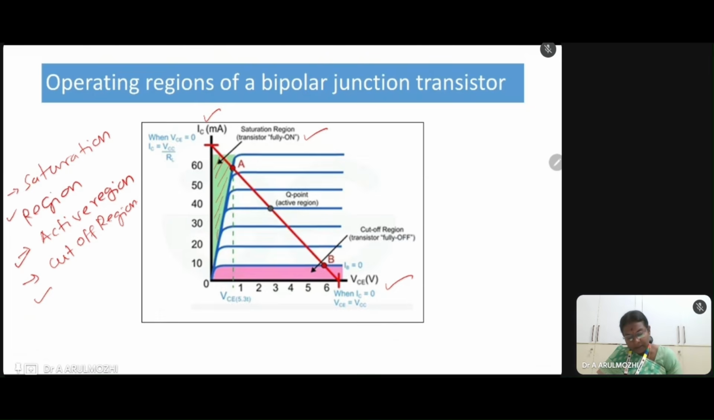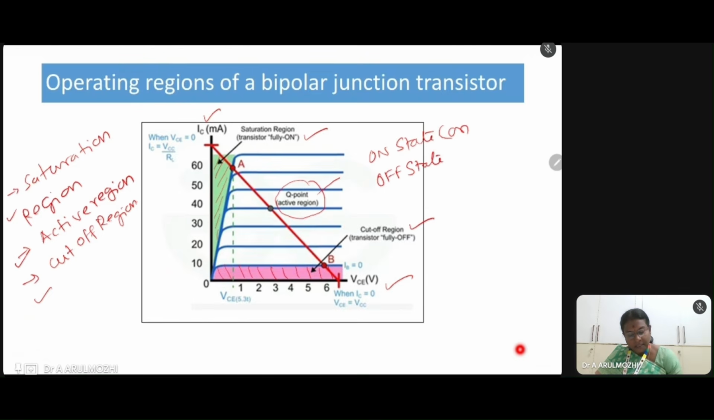The next one below, highlighted like this, is the cutoff region. Here the transistor is fully off. The saturation region indicates the on state of the transistor, whereas the cutoff region indicates the off state. The remaining one is our active region, which is given as the Q point. Here, the transistor is somewhere between the on state and the off state.